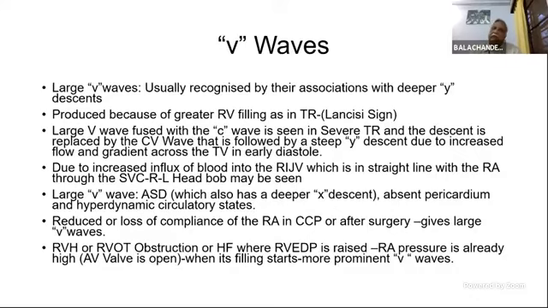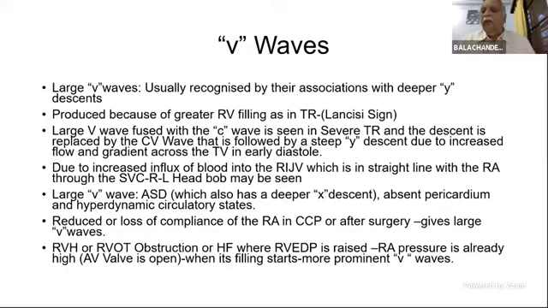You can get a large V wave in ASD also, which has a deeper X descent. So if you have deep X and deep Y, then it is more common with the ASD, or sometimes with hyperdynamic circulatory states. So the important thing is the X descent should go and the Y descent should become large. Sometimes when you get severe right ventricular hypertrophy or right ventricular outflow tract obstruction or heart failure, where the RV EDP is raised, the RA pressure is already high. So you can get prominent V waves.